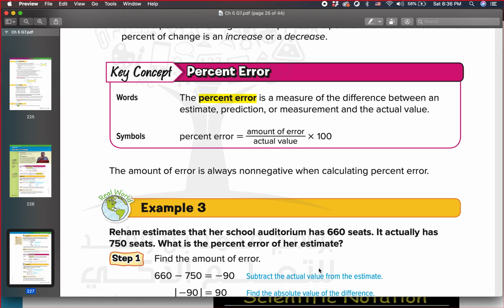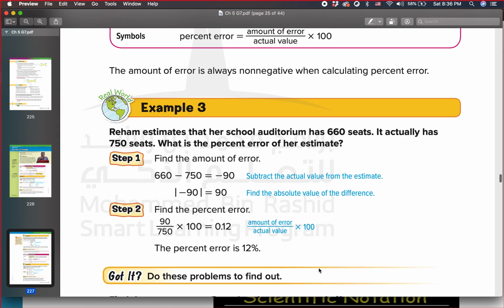So there is a percent of the error. I need to calculate what is the percentage of the error. We will have a rule: the percent error equals the amount of the error, which is the same, by the way, as the amount of change, over the actual size, multiplied by 100. Why multiply this by 100? I will show you by the end of this example. So let's look at the example here.